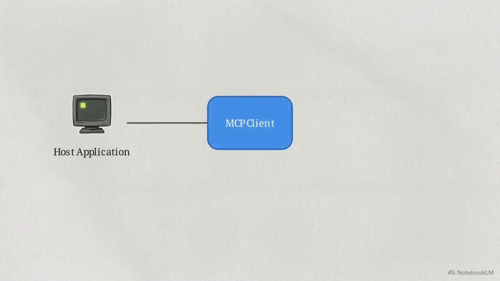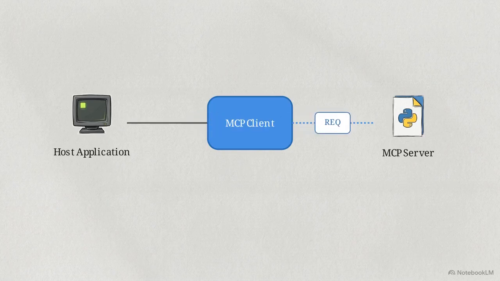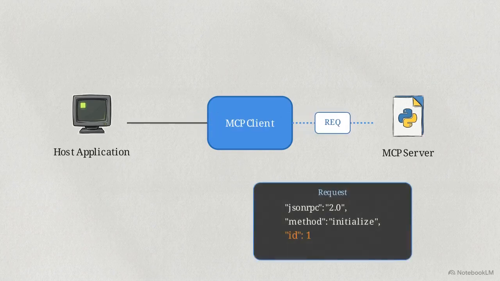This diagram lays out our architecture. On the left is your host application, housing the AI, which communicates through the MCP client in the middle. Our job is to build the destination on the right, the MCP server. The connection starts when the client sends an initialize request across the bridge.